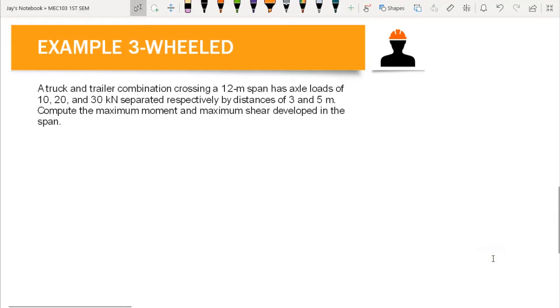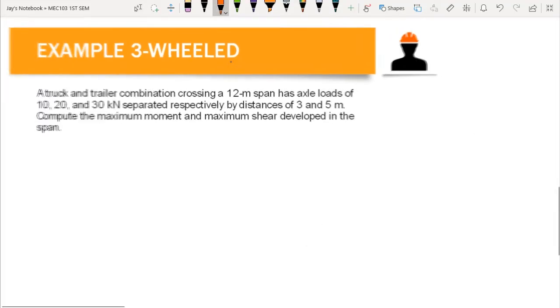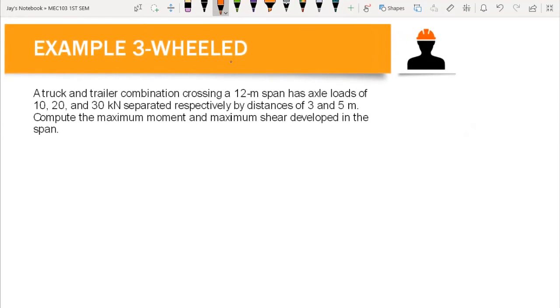And then we have here example number 3. We have a three-wheeled truck. We have a truck and trailer combination crossing a 12-meter span, has axle loads of 10, 20, and 30 kilonewton, separated respectively by distances of 3 and 5 meters. Compute the maximum moment and maximum shear developed in the span.